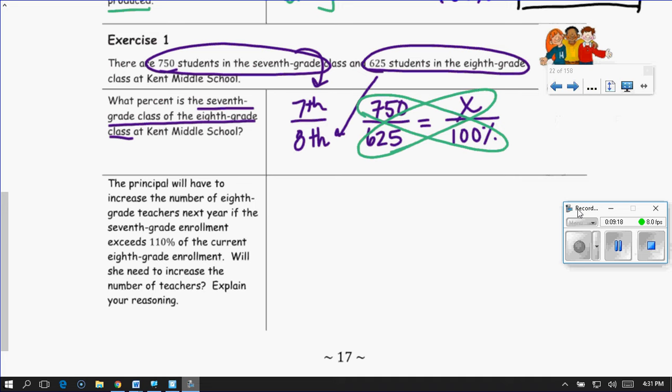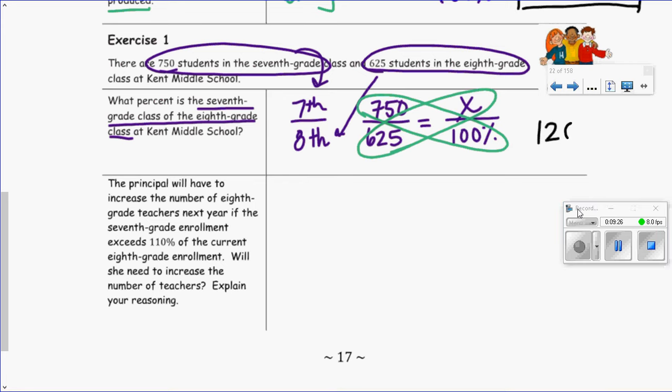Okay, pause it if you haven't, and make sure that you show your work. And what did you get? Hopefully you got 120%. So let's write it actually as a sentence so it makes sense. 7th grade is 120% of 8th grade.